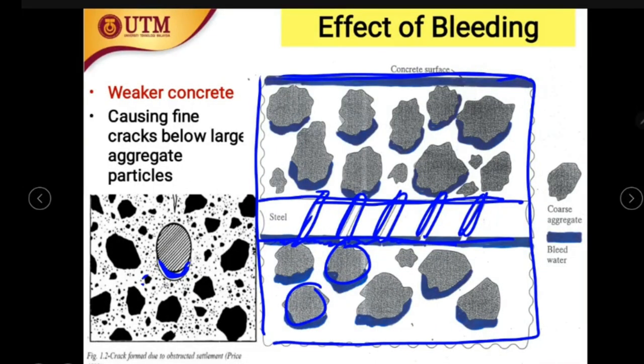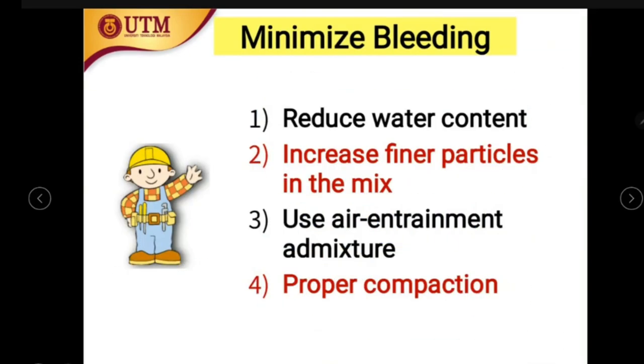Bleeding water. When this happens, even a very small movement of the concrete or of the reinforcement bar will result in a crack propagating from this part. So this is the bleeding, and of course when you have bleeding, this part is normally weaker compared to the concrete. And how do we minimize the bleeding? We reduce the water content.